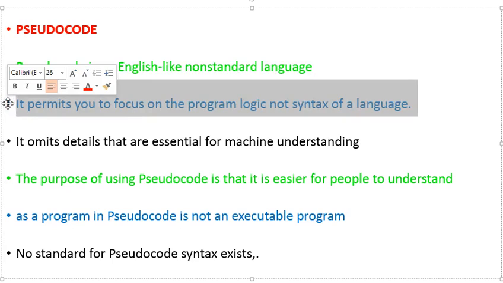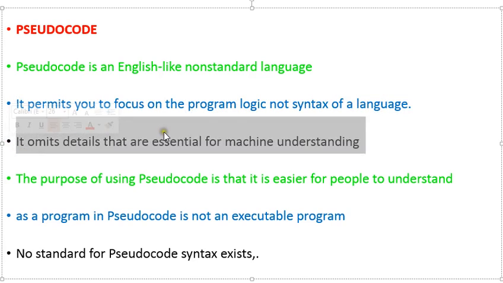Why do we use it? We use this one to permit us to focus on the program logic, not the syntax, not the actual technique of writing the program. To know after this step, what next, what next. That is why we use a pseudocode. Number 2, it also helps us to omit the essential details for machine understanding. Because for you to write a code that the machine will understand, you have to use a real programming language, after which you compile it. But here you are writing it for you to see the picture of what you want to do, because we are at this planning stage.